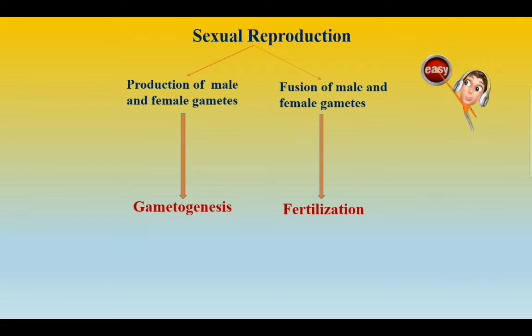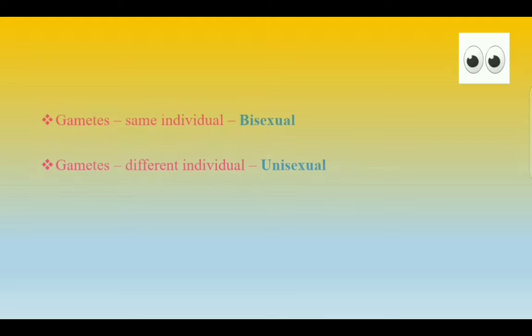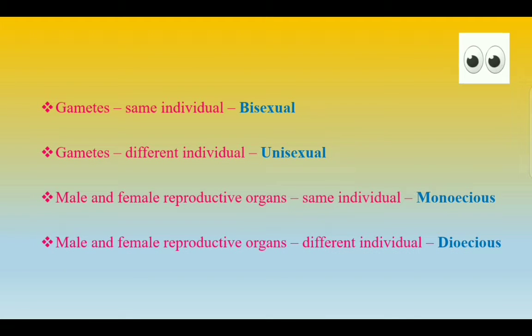So, what is gametogenesis? It is the production of male and female gametes, and fertilization is the fusion of male and female gametes. If the gametes are produced by the same individual, we call it bisexual, and if the gametes are produced by different individuals, we call it unisexual. And male and female reproductive organs produced on the same individual, we call monoecious plants. And male and female reproductive organs formed on different individuals, we call dioecious plants. All these four terms are very important: bisexual, unisexual, monoecious and dioecious.